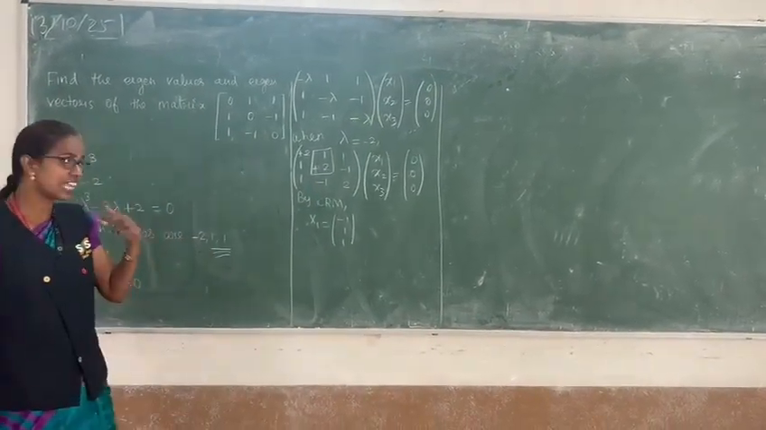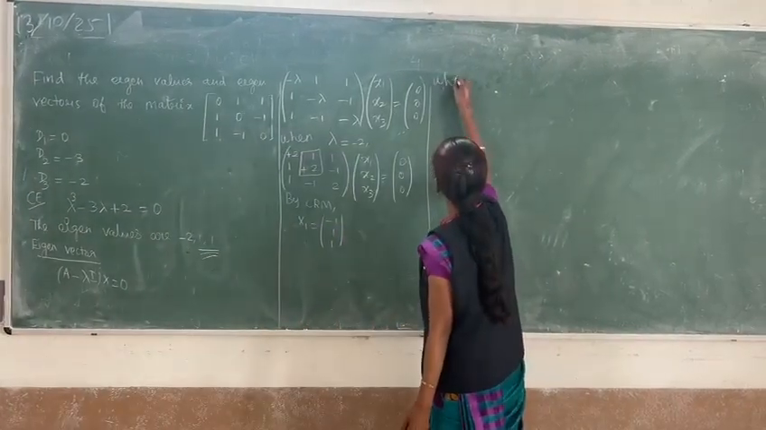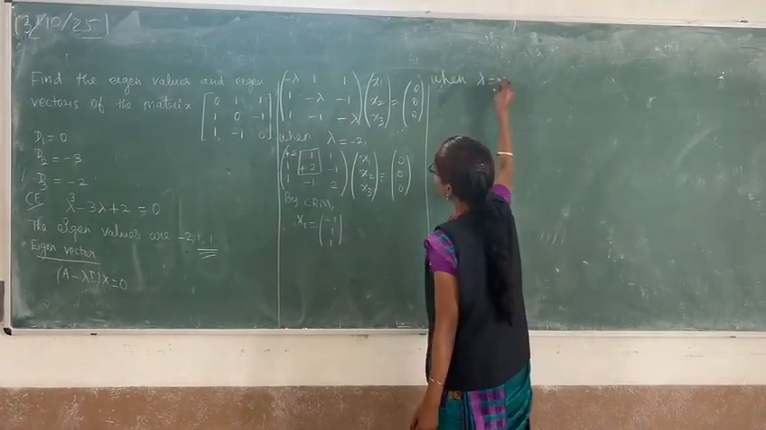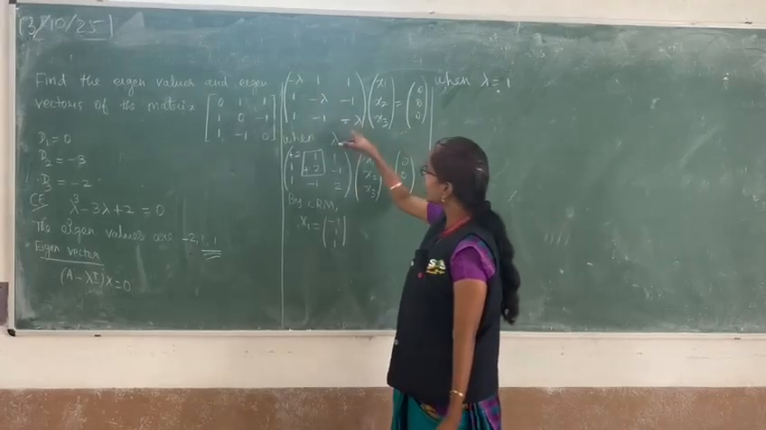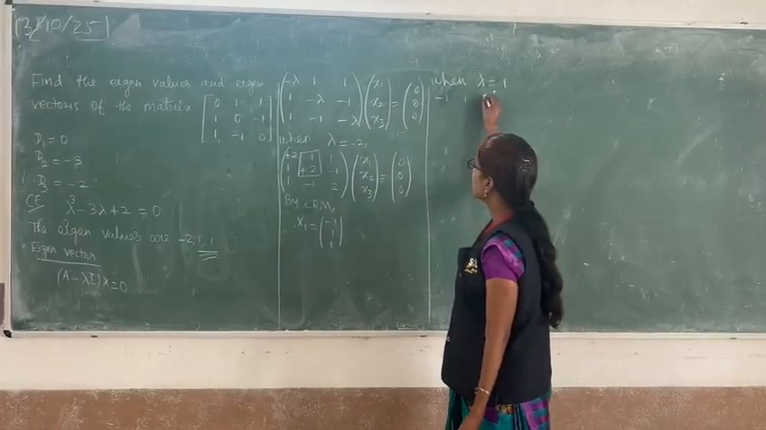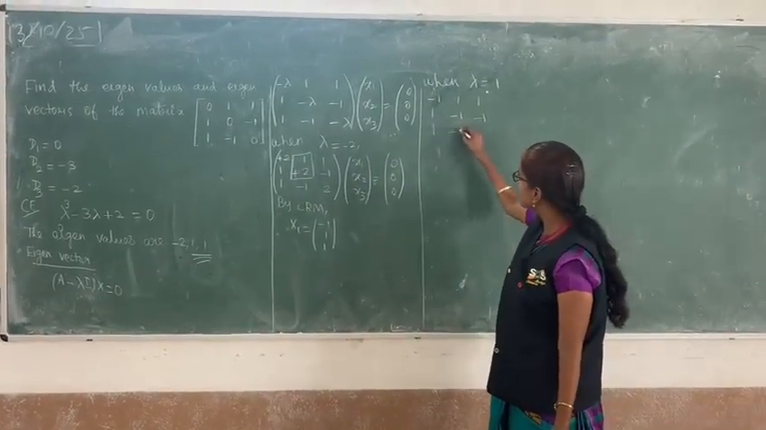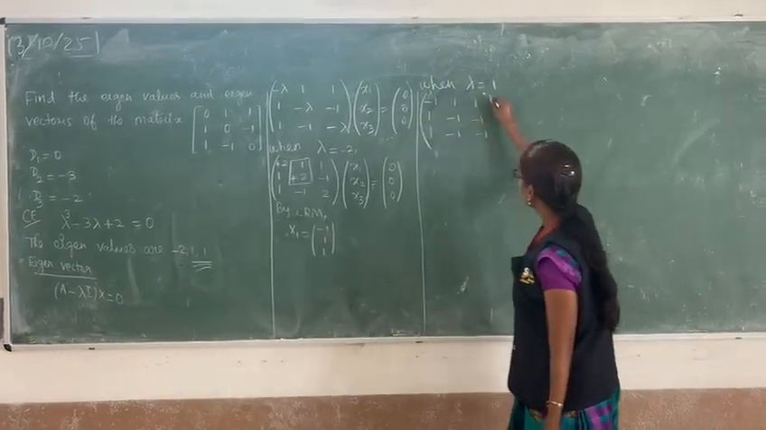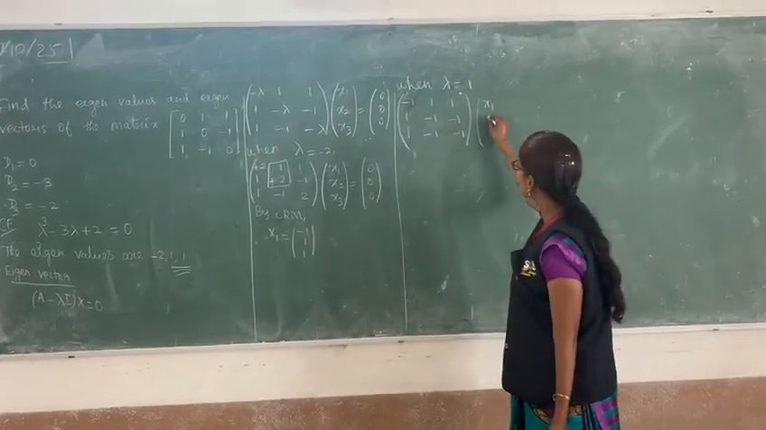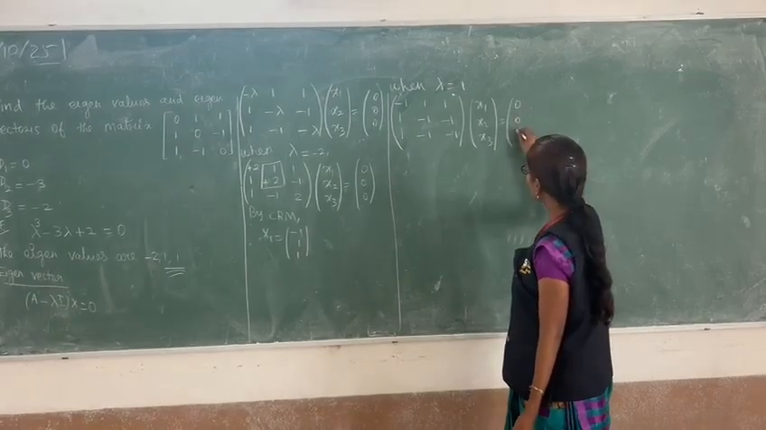Okay, what is the case? I want you to remember here. Yes, now what is the lambda value? Which is nothing but 1. Just replace lambda as 1 here. Finally, we are going to get the matrix in the form minus 1, 1, 1, 1, minus 1, minus 1, 1, minus 1, minus 1. Okay, then into x1, x2, x3, that should be equal to 0, 0, 0.